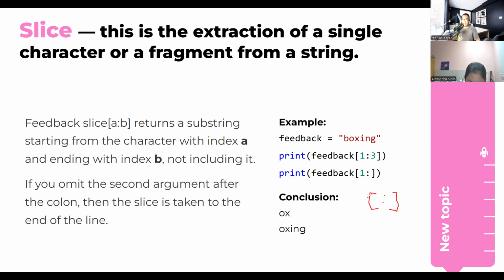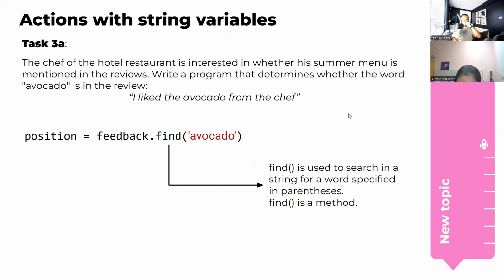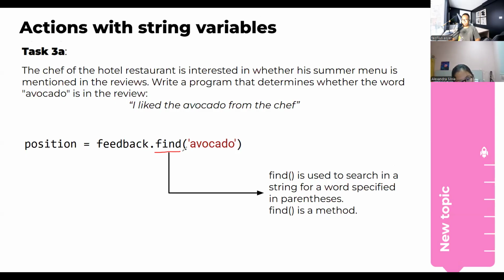Okay, now let's try to continue first. Do you have any question until here? No. Okay, now let's go to the next function. The next function is a function that you can use to find some words inside a sentence. Let's say that you want to find some specific words inside a sentence. How do you use it? You can use this function, dot find.